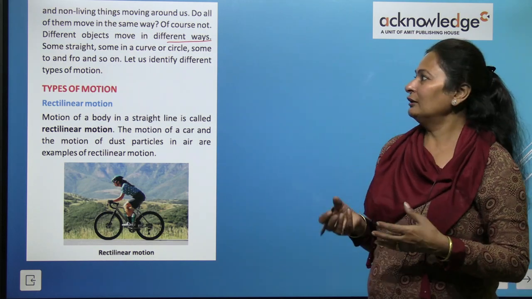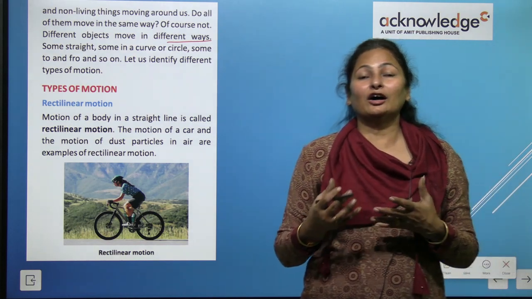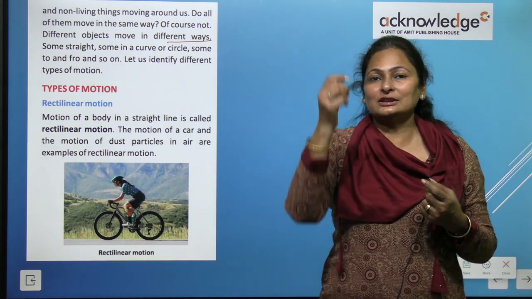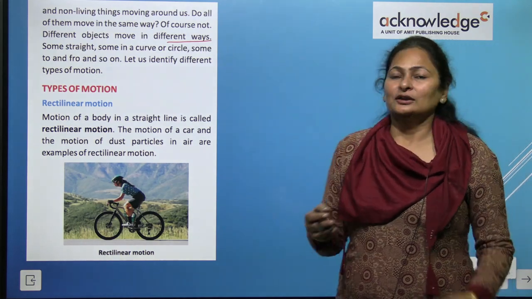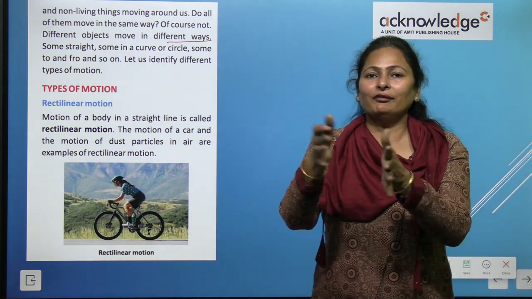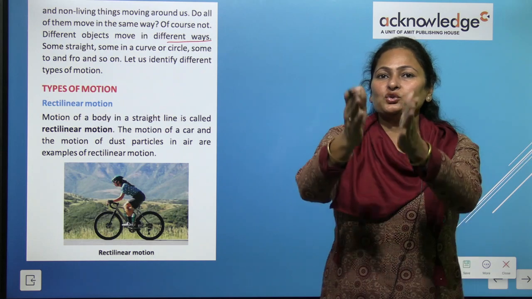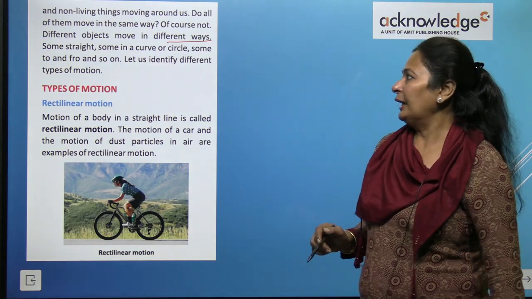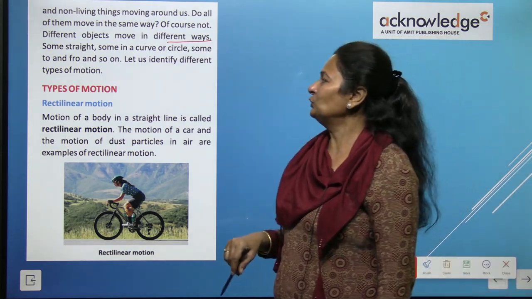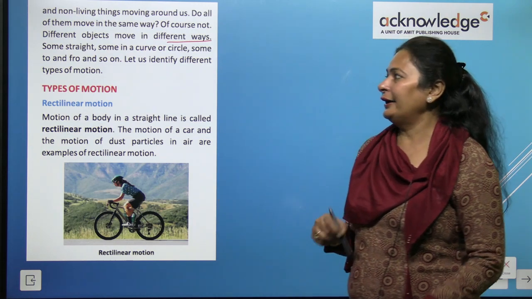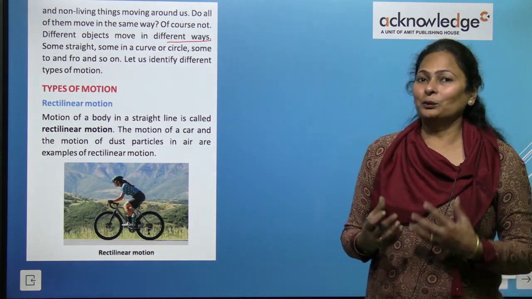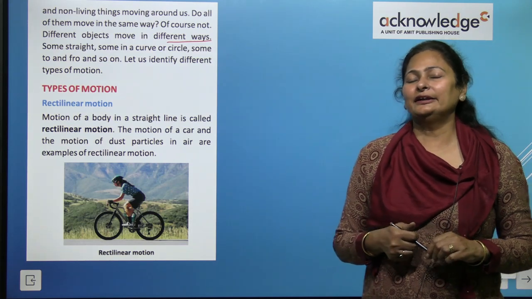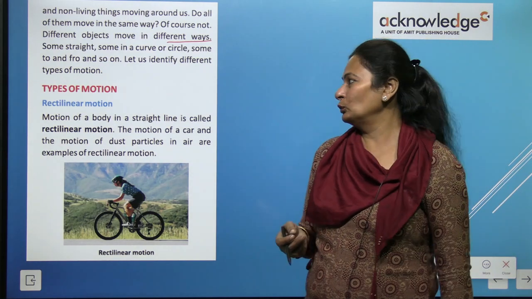We have also seen wavy, curved movement, like fishes making curves. So it is not that everyone is moving in a straight line; some move to and fro, and so on. So let us identify the different types of motion. Now we will learn the different kinds of motion.